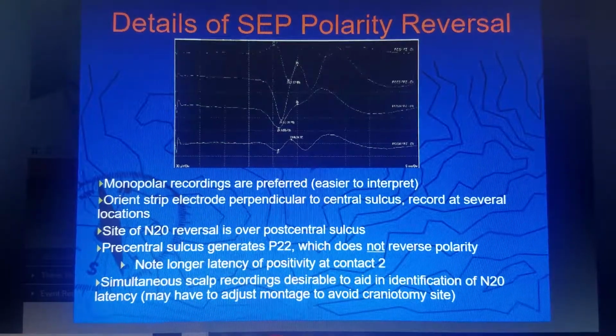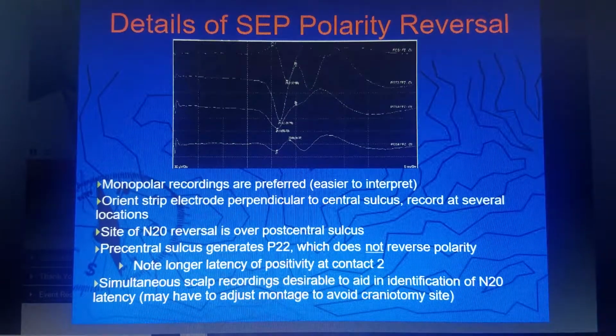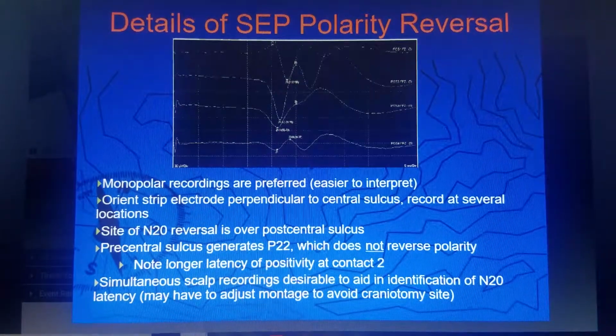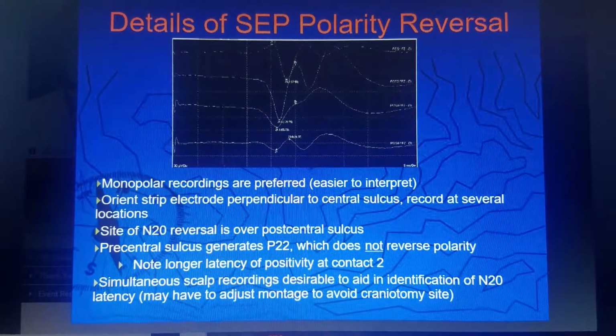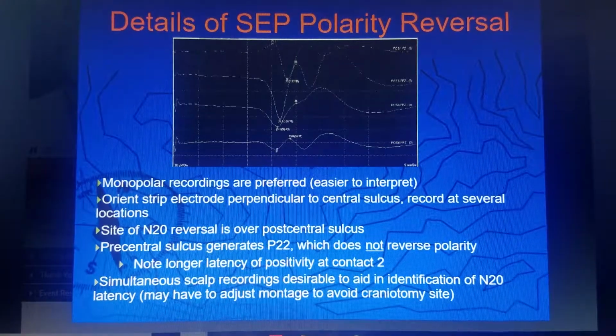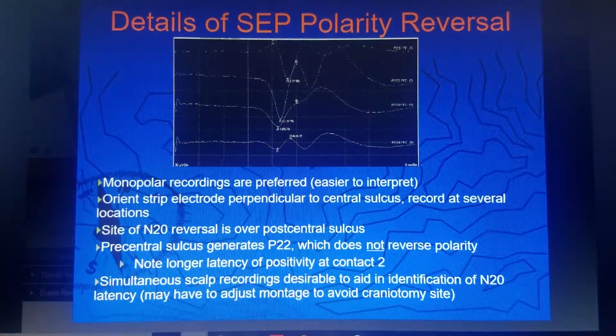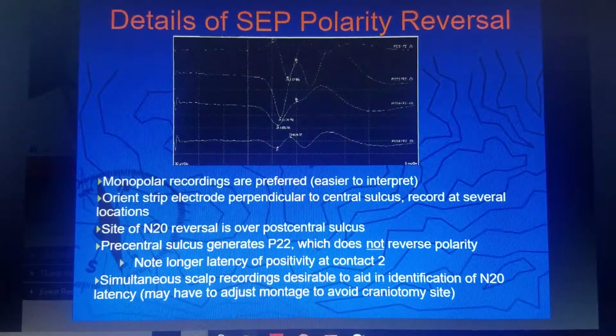Obviously, depending upon the craniotomy, you may not be able to put your electrodes in the standardized positions that you would like. The important thing is that one electrode is behind the central sulcus and one electrode is in front of the central sulcus, so that one's in the negative field, one's in the positive field, so you'll have the maximum difference between the two in your differential amplifier to give you the largest signal.